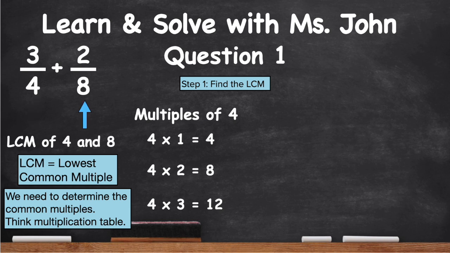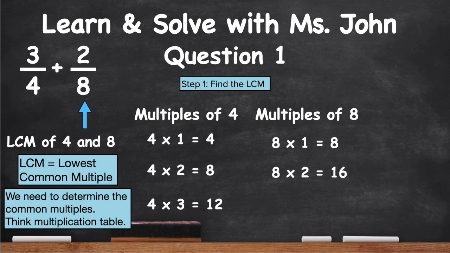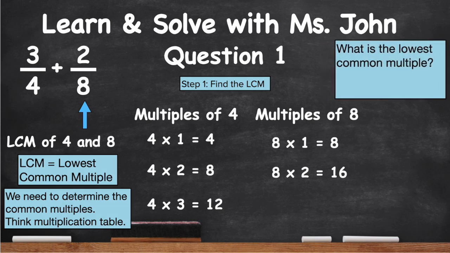Now we're going to find the multiples of 8. We're just going to go 8 times 1 equals 8, 8 times 2 equals 16, and we're just going to stop there. So what is the lowest common multiple? The lowest common multiple there is 8.